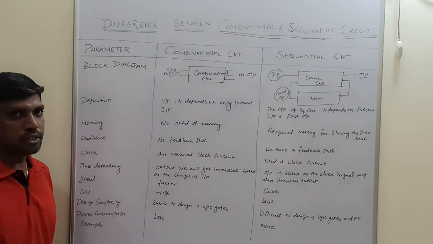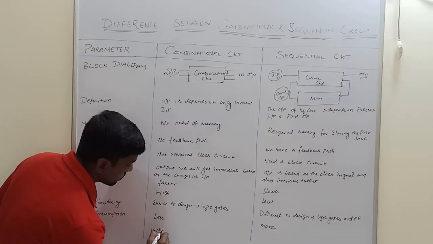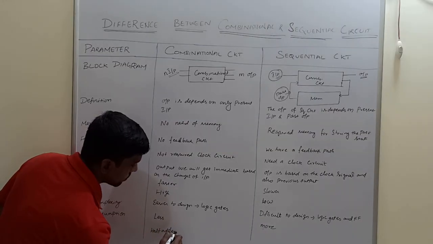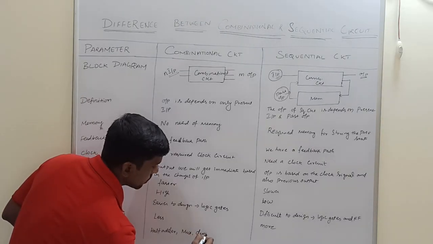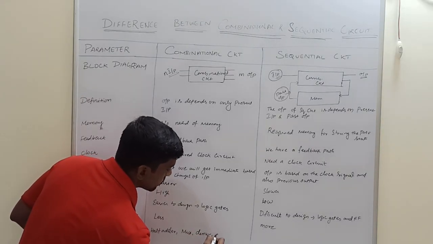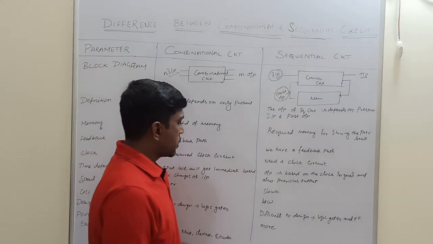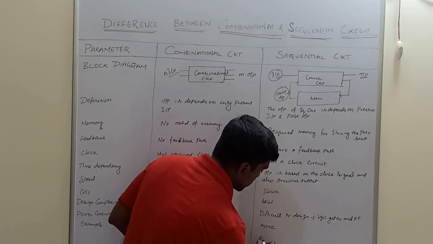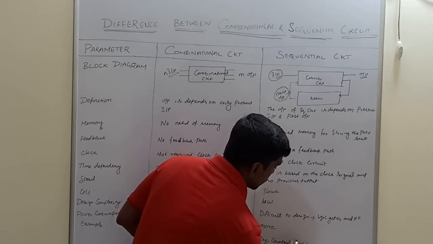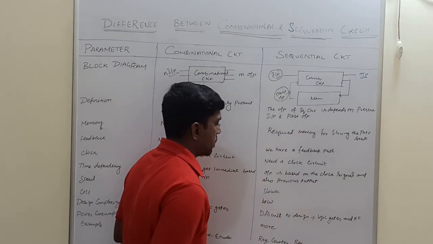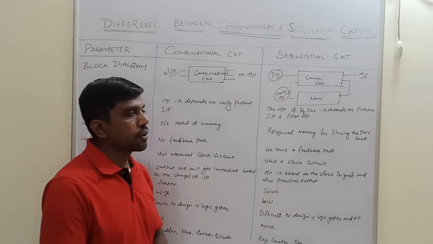Then the last point, example. Examples of combinational circuits are half adder, multiplexer, demultiplexer, encoder and decoder. In sequential circuits, we design the register, counter, then memory, RAM. So these are the basic differences between combinational circuit and sequential circuit.